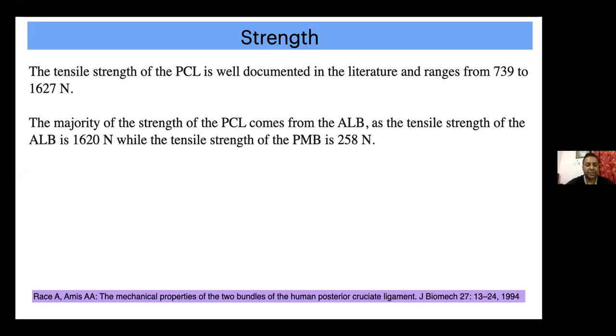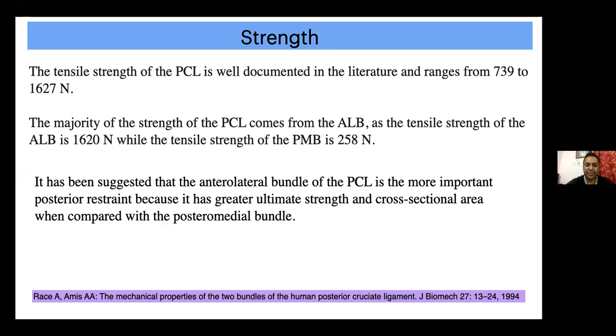Race et al. studied the mechanical properties of the two bundles of the human PCL, and they suggested that the anterolateral bundle of the PCL is the more important for posterior strength because it has greater ultimate strength and cross-sectional area when compared to the posteromedial bundle.